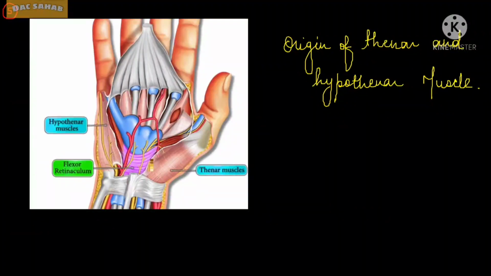So we have talked about the gross anatomy of flexor retinaculum, the attachments of flexor retinaculum, and the inferior and superior relations of flexor retinaculum.